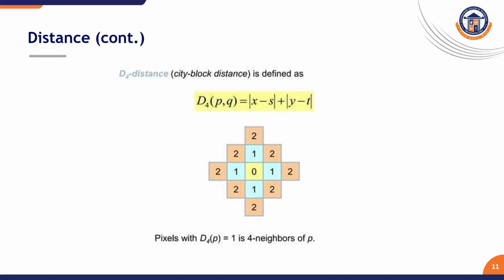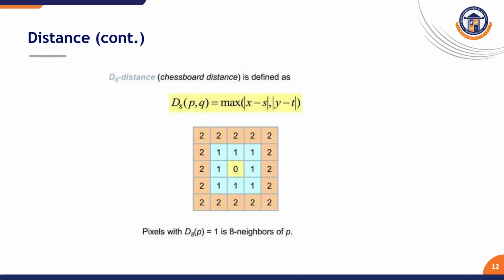So the d8 distance, that is the chessboard distance, is defined as d8 of p comma q equal to max of mod of x minus s comma mod of y minus t. Here the diagonal and vertical pixels are represented as 1, and all other pixels are represented as 2. That is, pixels with d8 of p equal to 1 are the 8 neighbors of the pixel.